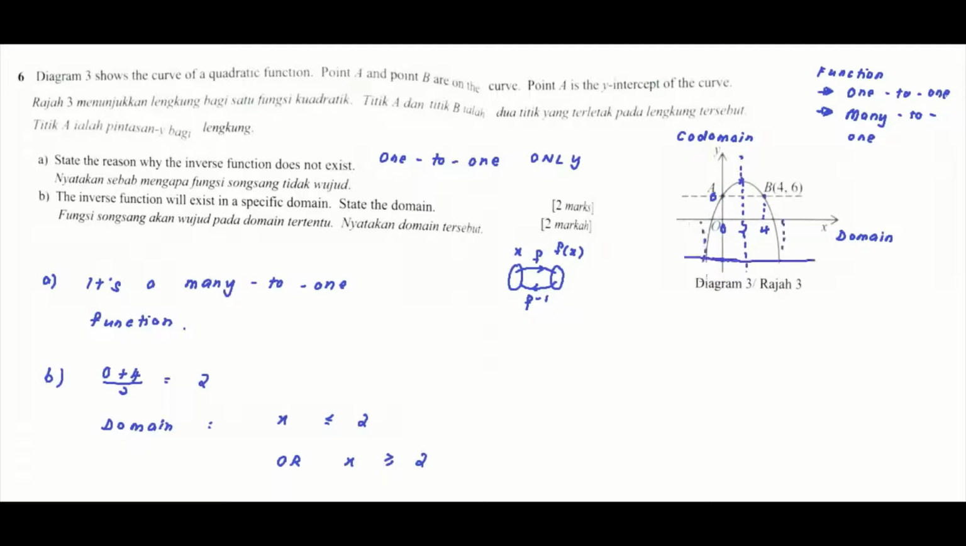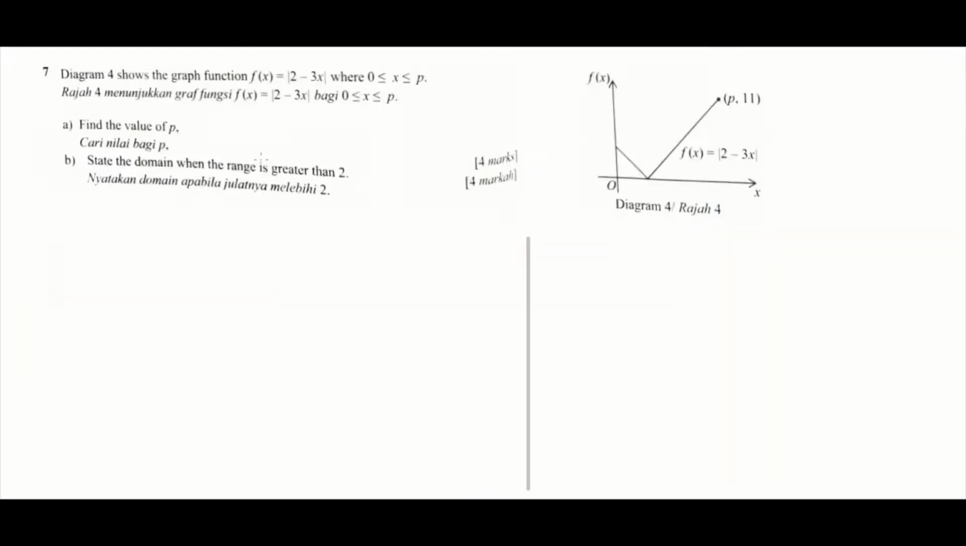All right, so that's the idea for number 6. Let's move on. Number 7. The diagram here shows the graph of the function f(x) = |2 - 3x|, where the domain is from 0 to p. You can see that the x coordinate here goes until p. Find the value of p.